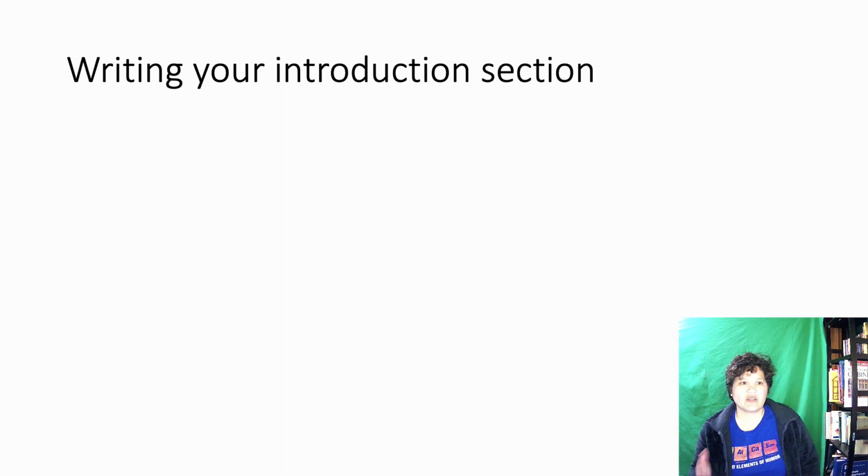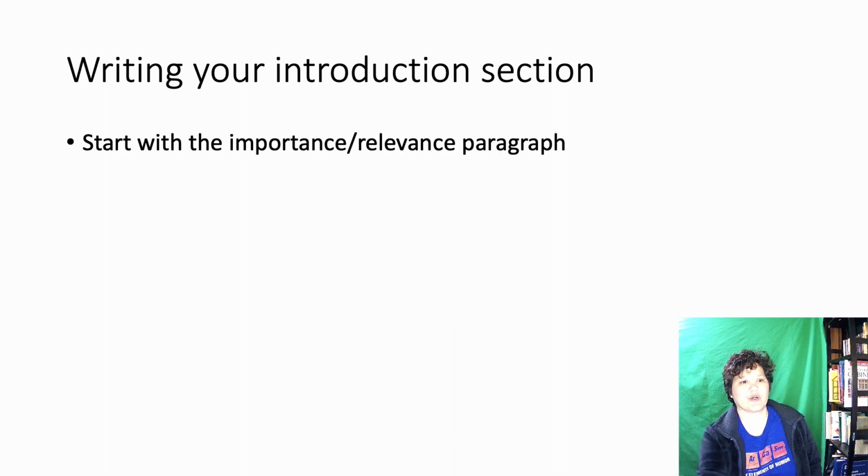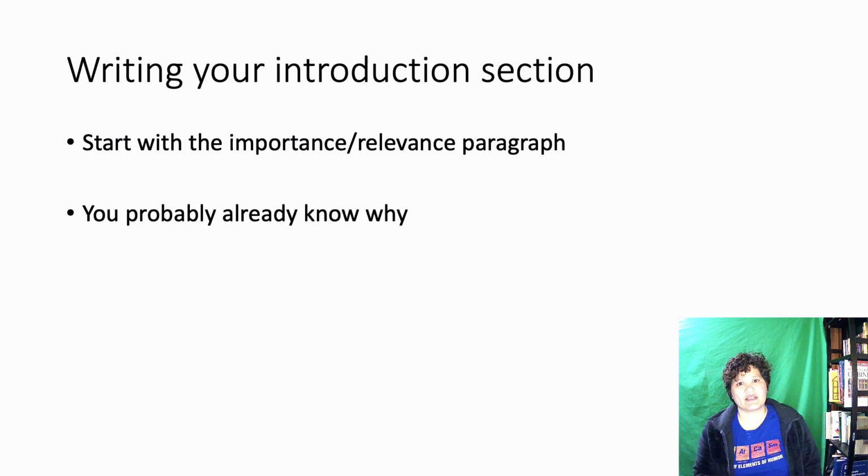So let's talk about the approach you should take when you're writing your introduction section. In my mind, you may be different, but to my mind, the easiest part of the introduction to write is the first part. The paragraph where you're talking about why your topic is important, why it's relevant to the scientific community, and possibly even why it's important to society. So if you've done a proposal, you might tie in a little bit from your broader impacts. The reason this is the easiest is because you probably already know why this is important. That's why you chose to do the study in the first place.